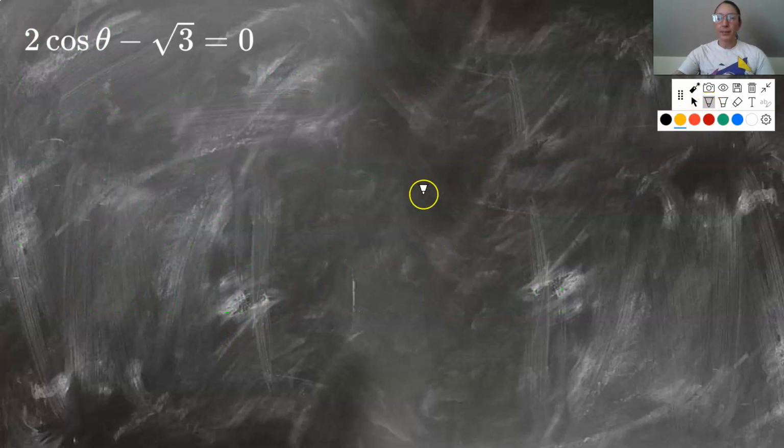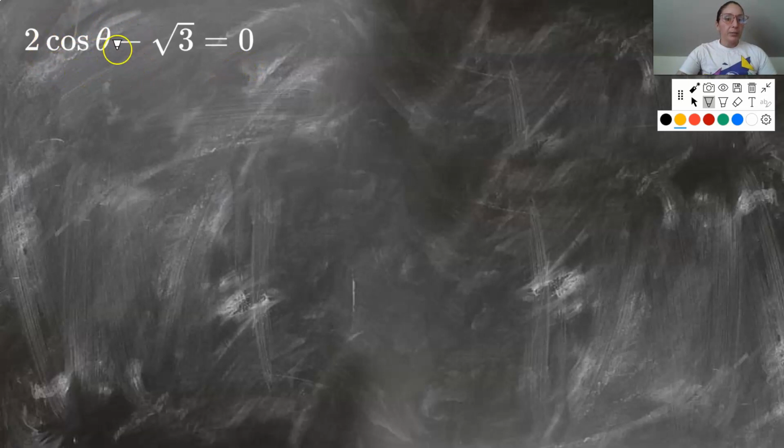So to start, let's say I want to solve 2 cosine theta minus root 3 equals 0, and I want all solutions that make this true. And we'll look at it in terms of degrees, and we'll look at it in terms of radians. So we'll get every single type of solution that we could possibly have.